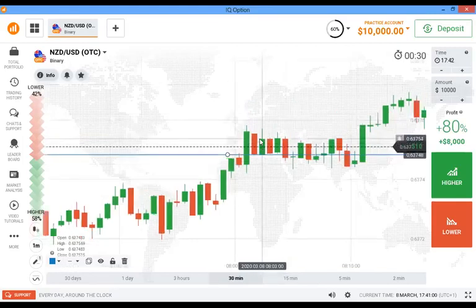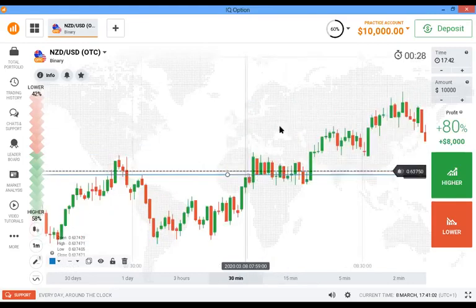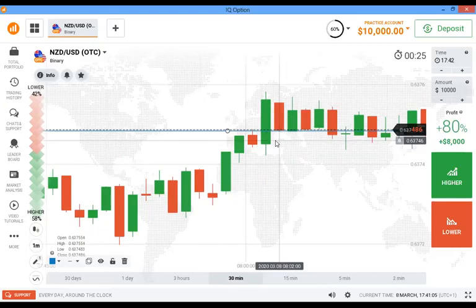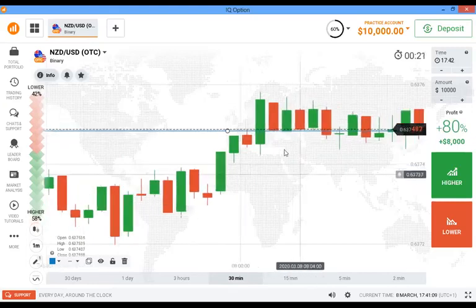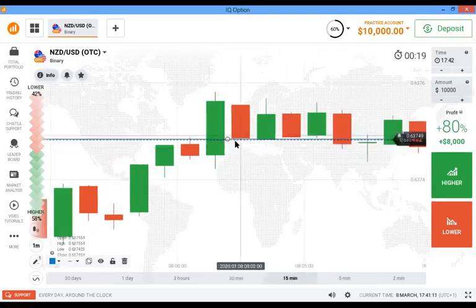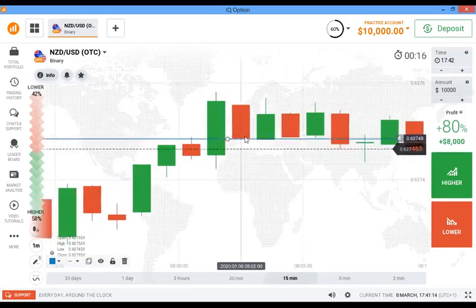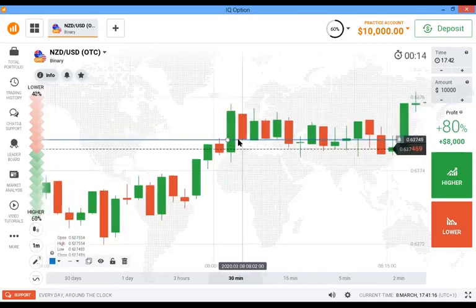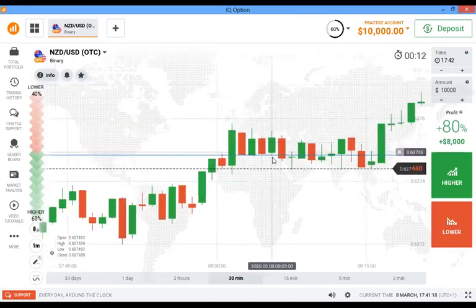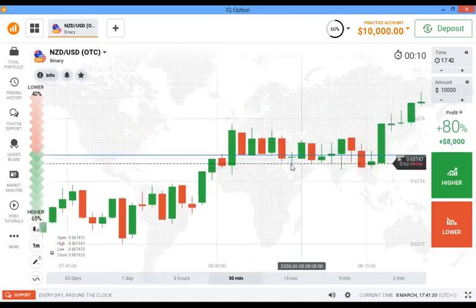Then I will look very well. This line I place here, how many bodies did it touch? Not the wick. I'm not talking about the wick. How many bodies did this line touch, because this is where I place the line? I look at it. I didn't see any body here.